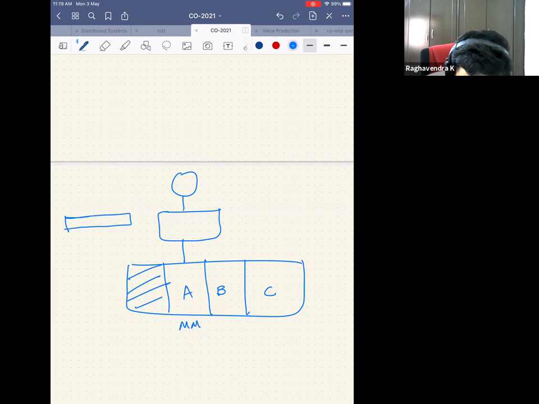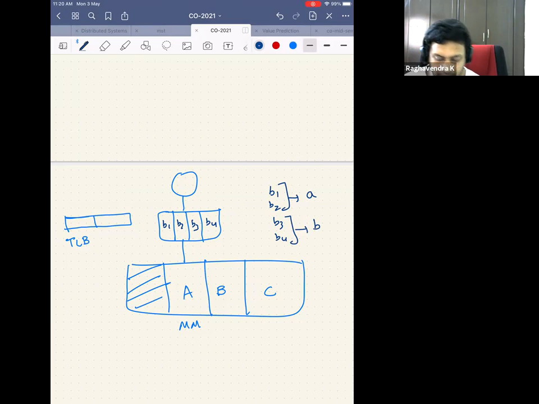Let's say I have only one entry in the TLB. And let's say there are four blocks in the cache: B1, B2, B3 and B4. Let's say B1 and B2 belong to page small a, and B3 and B4 belong to page small b. Small a might be somewhere here, small b might be somewhere here. It has mapped because it's in the cache, so it's in the main memory. So I have a and b here.